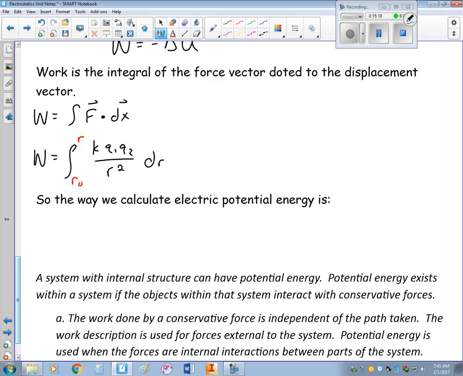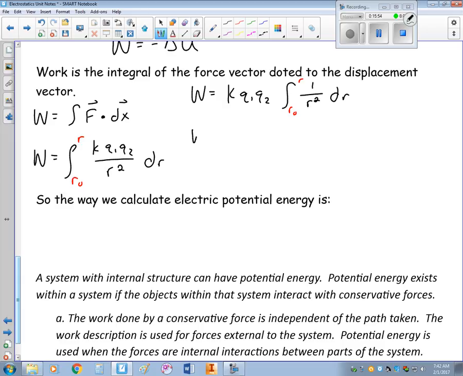So when I evaluate this, first off, you will learn in calculus that you always pull out all of your constants. So k, q1, q2 are constants. And I'm going to find the integral of 1 over r squared with respect to r. You'll remember in calculus that the integral of 1 over x squared is simply 1 over x, so this is going to be 1 over r.